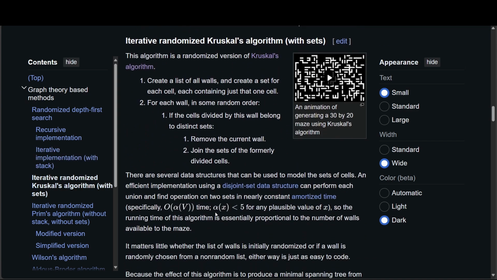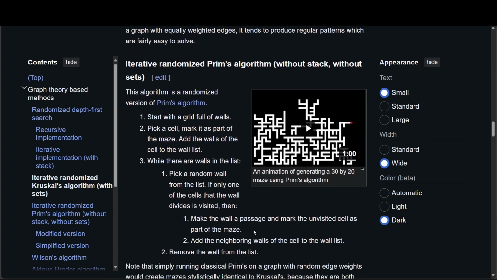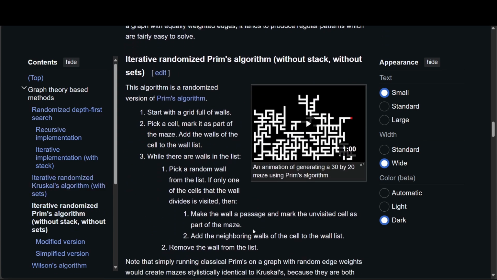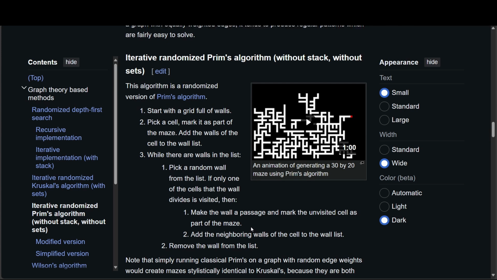Another one is an algorithm based on Kruskal's algorithm. It is a more randomized version. We implement this algorithm using a disjoint set data structure. Another algorithm is based on Prim's algorithm. We do not use any stack or disjoint sets or anything.